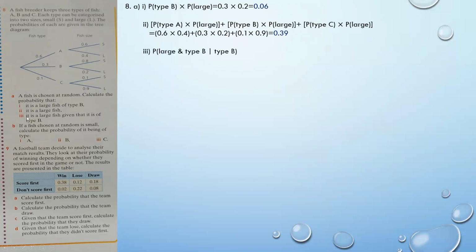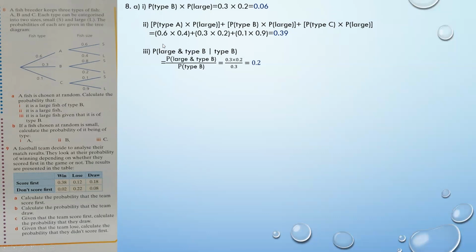And the third one, it is a large fish given that it is of type B. You already know it's type B. That means this is a conditional probability. I know it's type B already, and I want to know the probability that it is a large one.